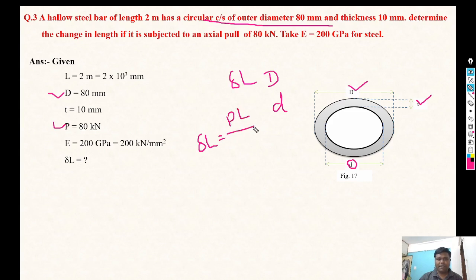Because if you see the formula, change in length is equal to PL by AE, where A is the area of section. Here a hollow circular section is given, so we need to calculate the area of that hollow circular section, and we know the formula for the area of a hollow circular section: pi by 4 into capital D square minus small d square. That's why we require the small d, meaning internal diameter.